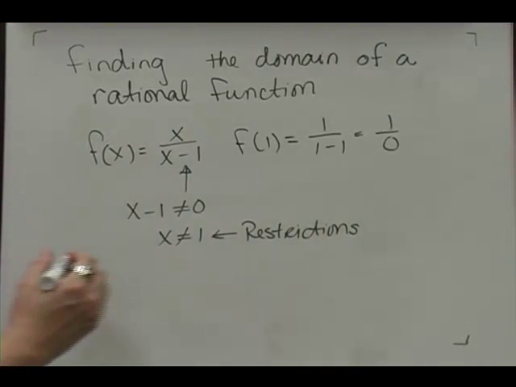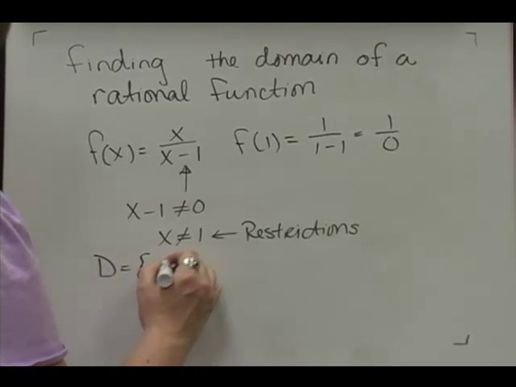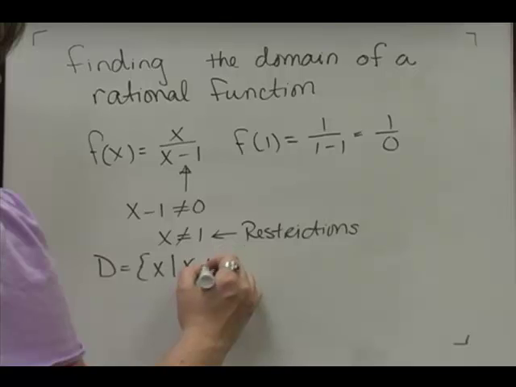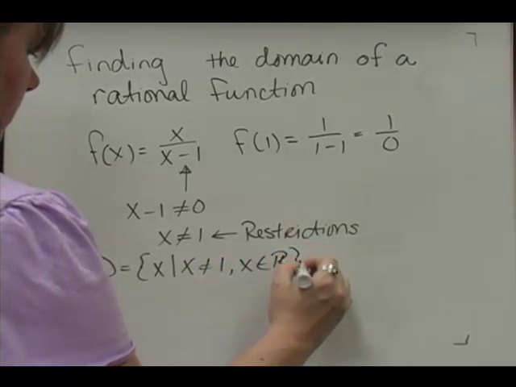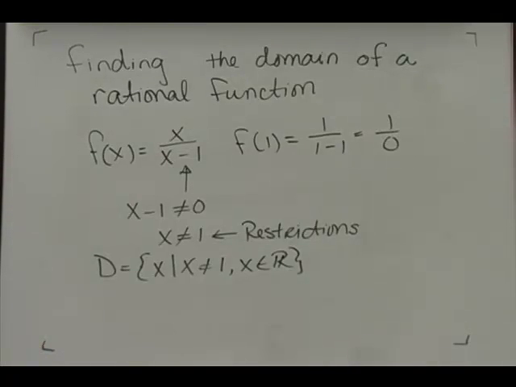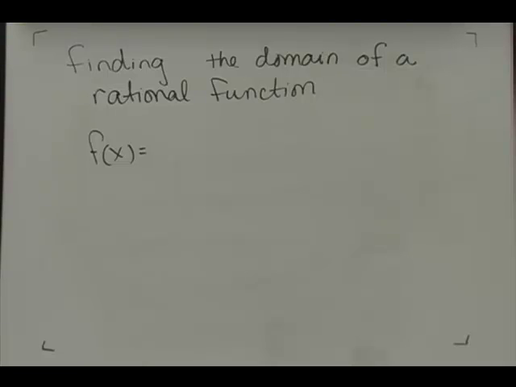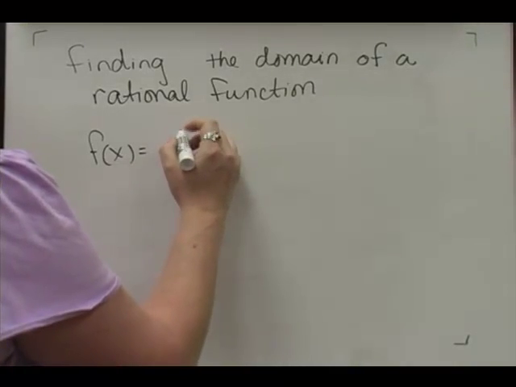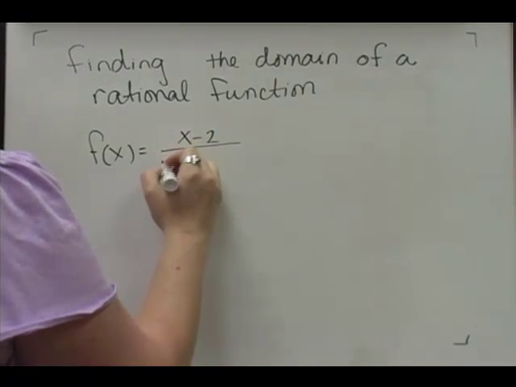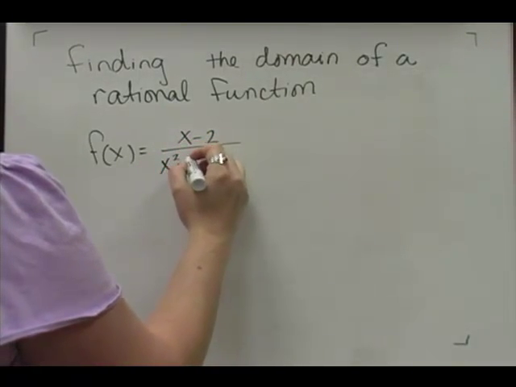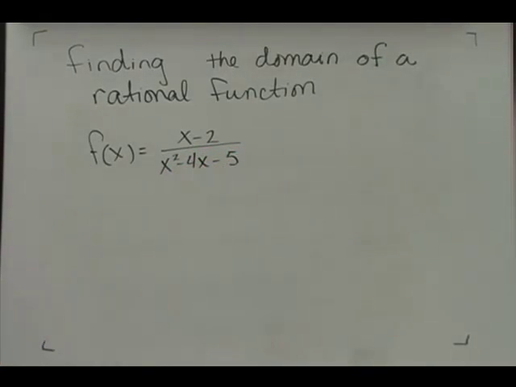So what I've got is my domain is equal to x such that x cannot equal 1 and x is a real number. So that's the domain for that rational function. Let's look at another function. We have x minus 2 over x squared minus 4x minus 5.